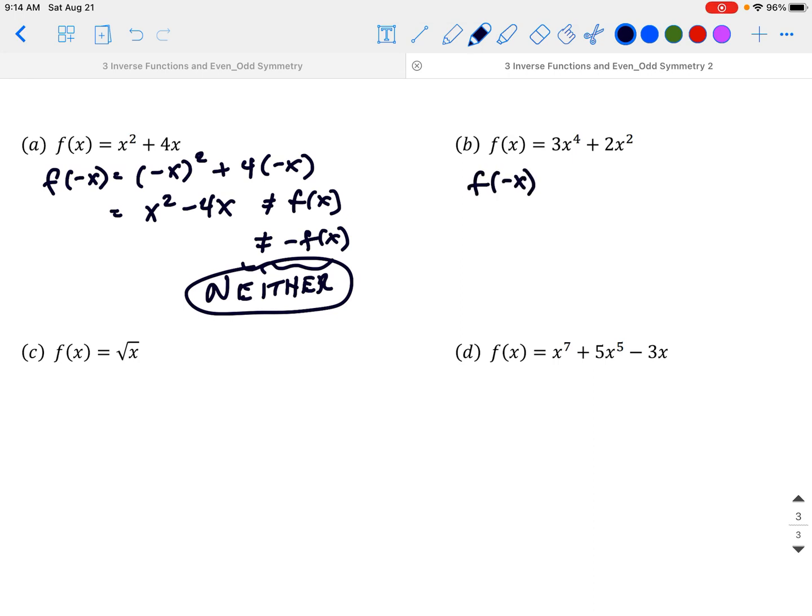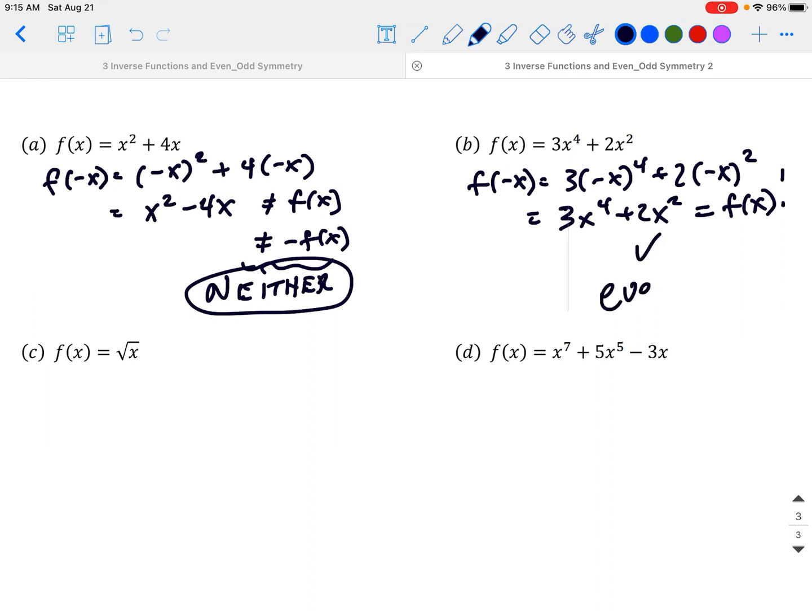For our second example, we'll do the same thing. So we'll have 3 times negative x to the 4th plus 2 times negative x squared. And here's where you can see why we use the term even. Even powers are going to make positive and negative numbers positive always. So we'll get 3x to the 4th plus 2x squared, which is equal to our original function. So this is an even function.